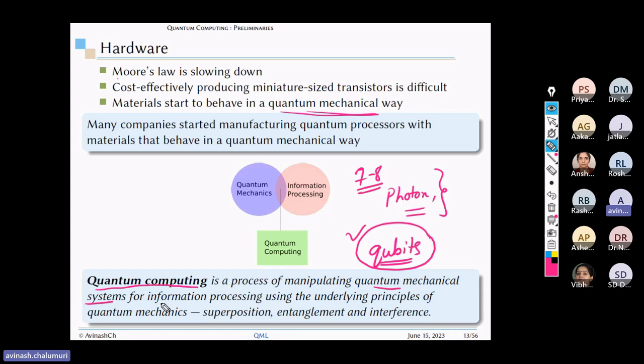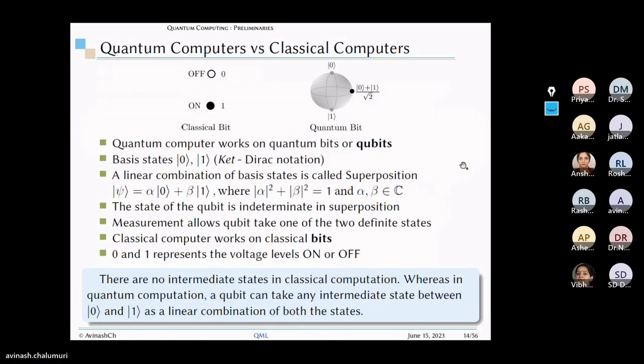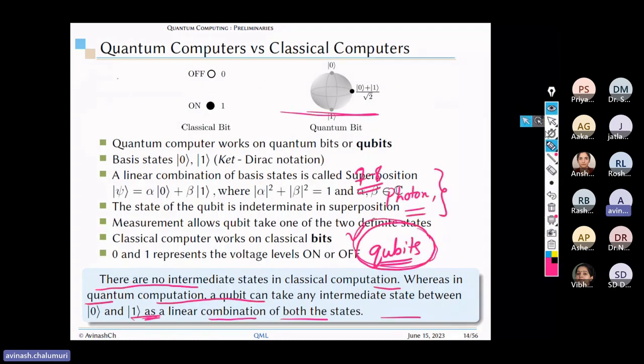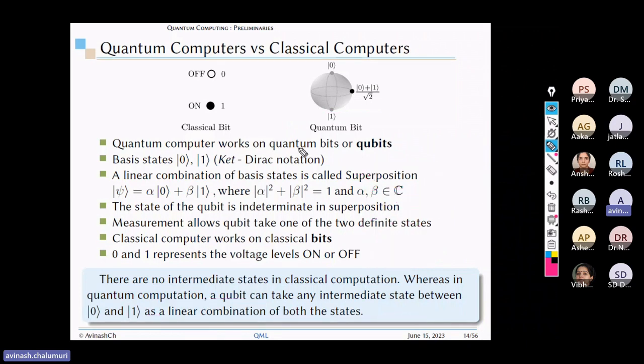So what are these used for? These are used to process information using quantum mechanical principles, because as we are using quantum mechanical systems like qubits, they use quantum mechanical properties of superposition, entanglement, and interference. Right? So how are they different from classical computers? There will be only on and off for a classical bit, whereas a quantum bit consists of a superposition of both 0 and 1 at the same time.